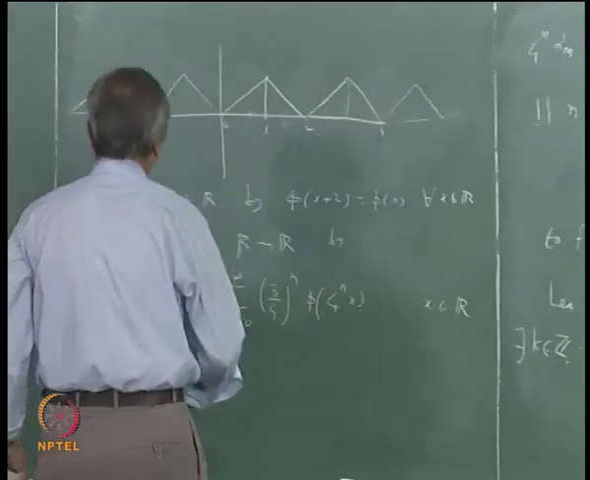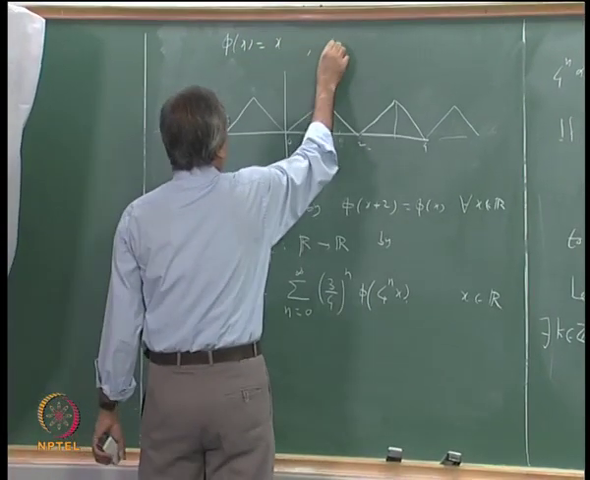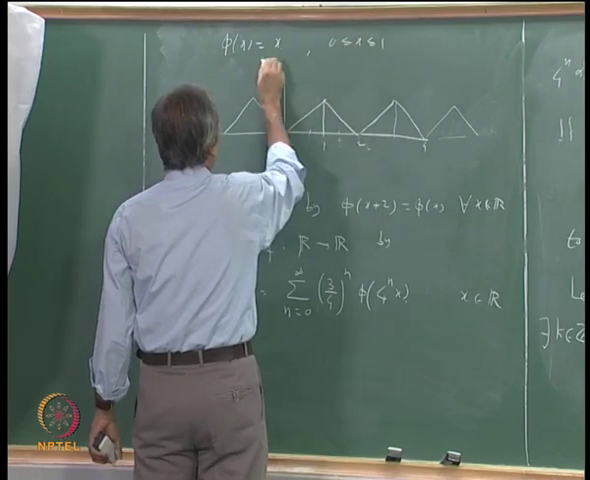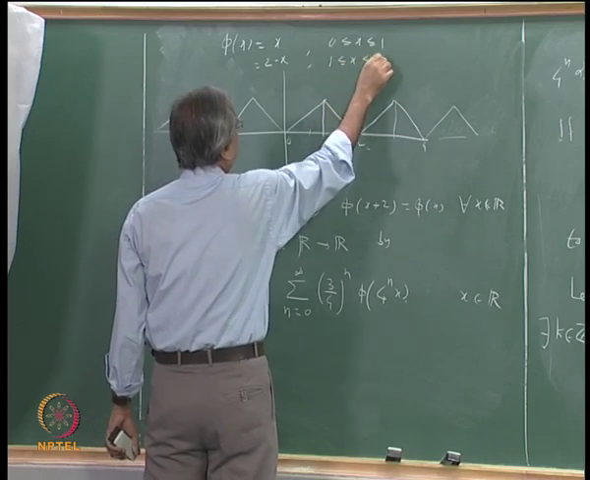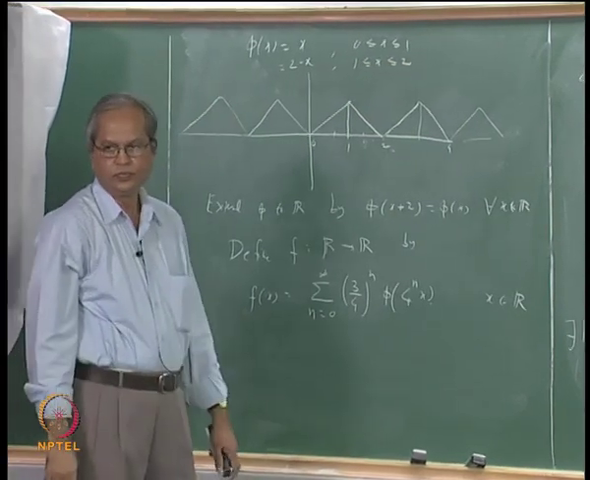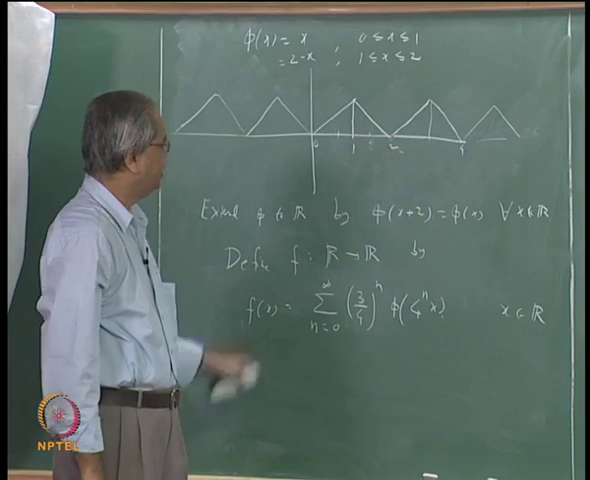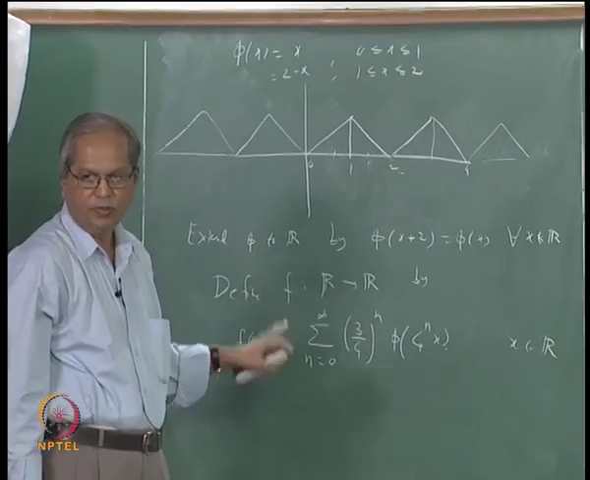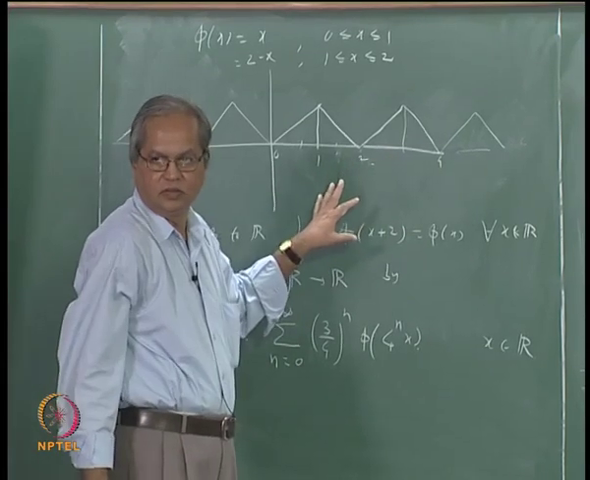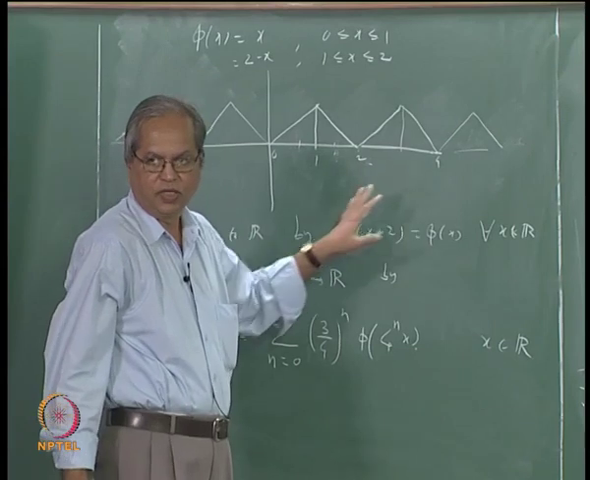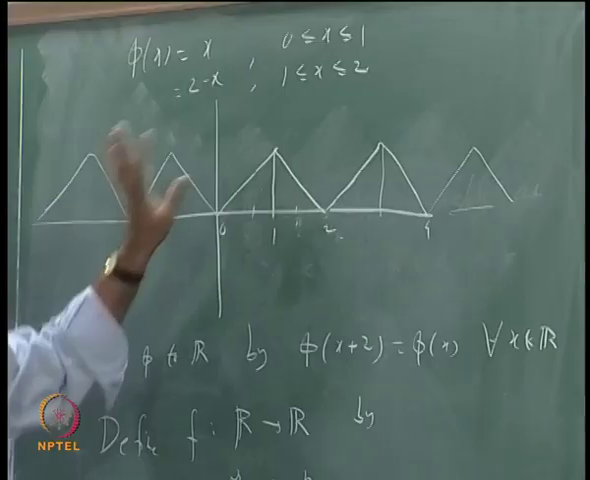Let us again record what phi x was. Phi x was x for x between 0 and 1, and 2 minus x for 1 less than or equal to x less than or equal to 2. Remember, what is the property of phi? One property is that it takes values between 0 and 1. It takes the value 1 at all the odd integers, it takes the value 0 at all the even integers, and between these integers it takes the value either x or 2 minus x.